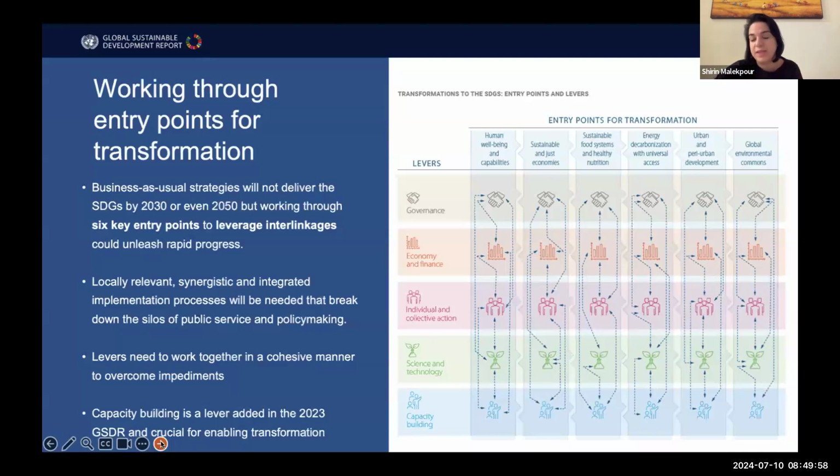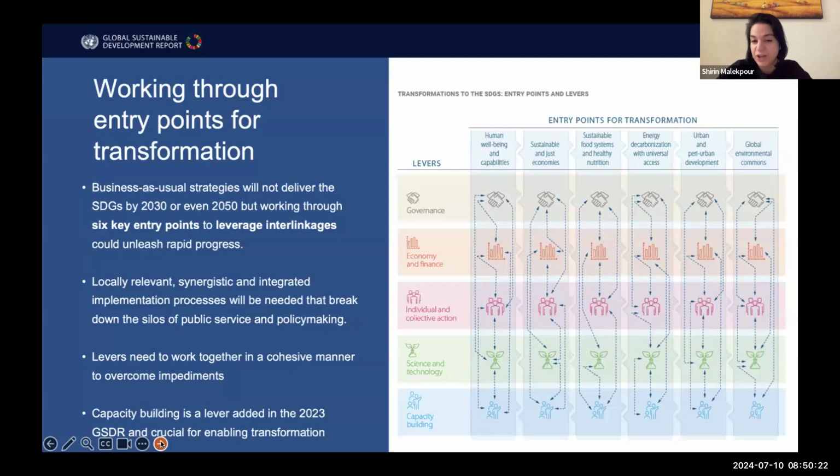So what it does also, by talking about them as entry points, it also tries to say that we really need to break down those policy silos and decision-making silos and really harness the synergies that exist across these different systems. It also talks about levers for change, and levers for change are things like governance, economy and finance, individual and collective action, science and technology.